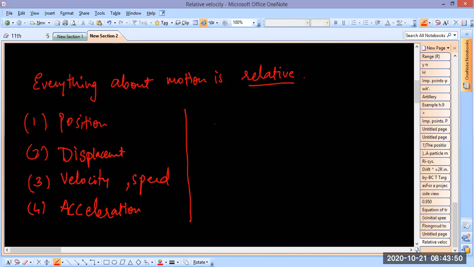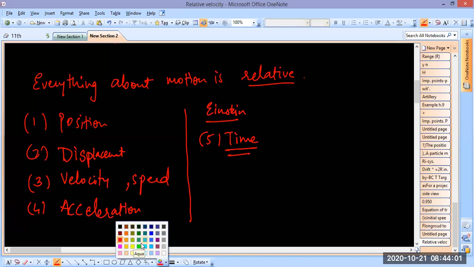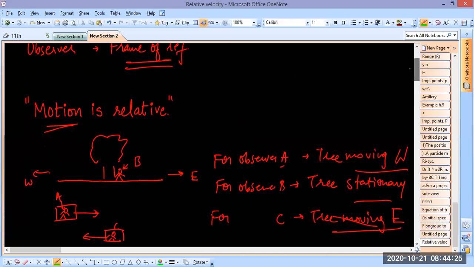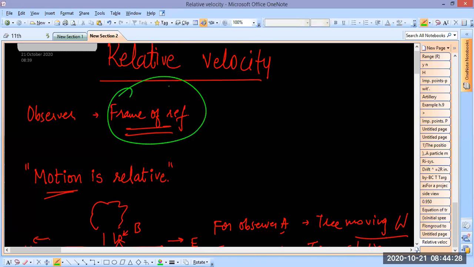And one very dangerous thing I'll tell you, which is not in your syllabus: according to Einstein, and he was right, time is also relative. But we don't have to go that far. You don't have to study such difficult physics. These four things are good enough for you at this stage: position, displacement, velocity, speed, acceleration are relative. It means different people will see different things based on their frame of reference.